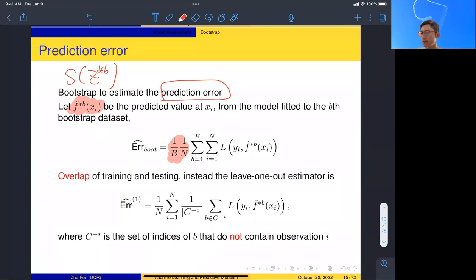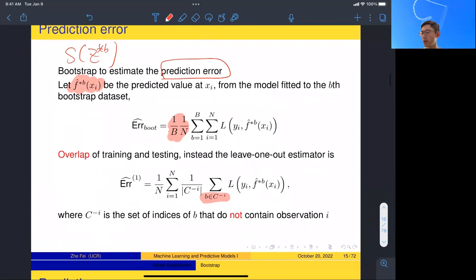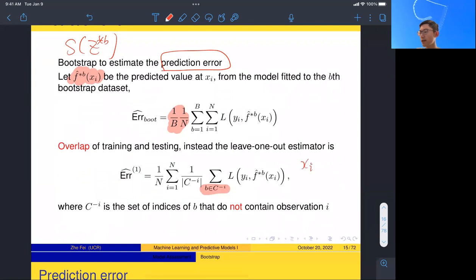But one thing is that if we directly do this, there's an overlap of training and testing, and that's what we know would cause the bias, right? So instead, we want to leave out the bootstrap samples where we use X_i as the training sample, right? So the idea here is that essentially for X_i, right?